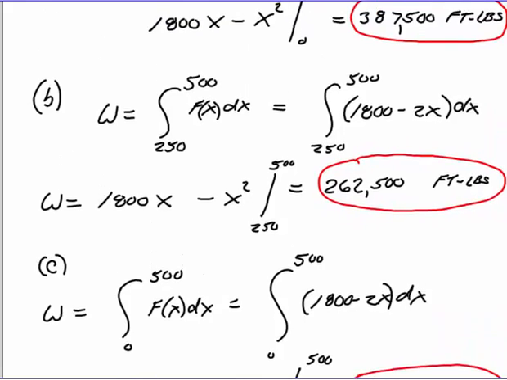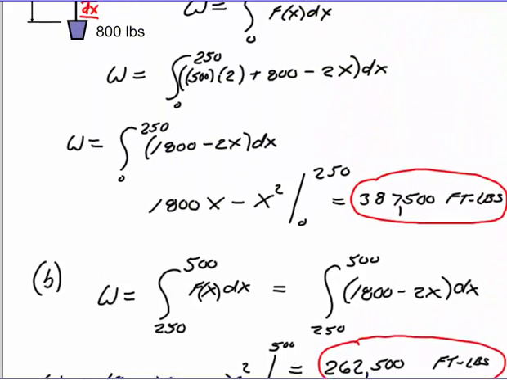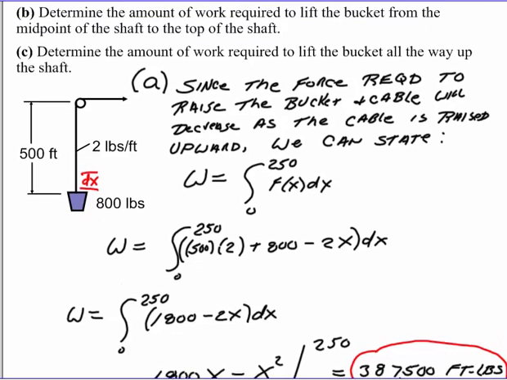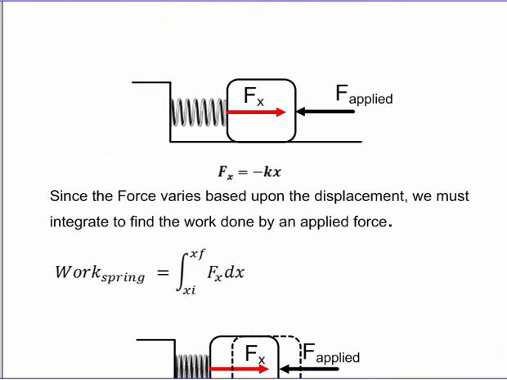Alright, so that's a good example of how to calculate the work where the force is not constant. Now springs, again, as I apply a load to the spring here, as I displace the spring more, the force is going to increase, because the force applied to a spring is going to equal the minus spring constant times the displacement of the spring.